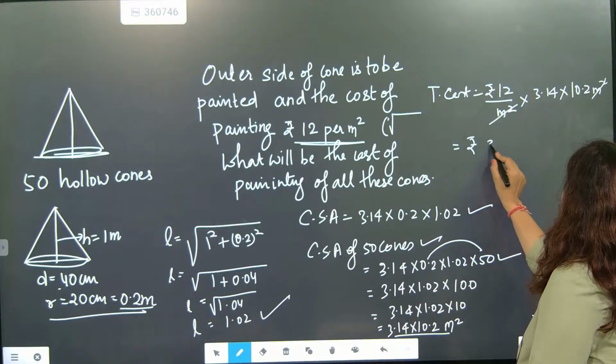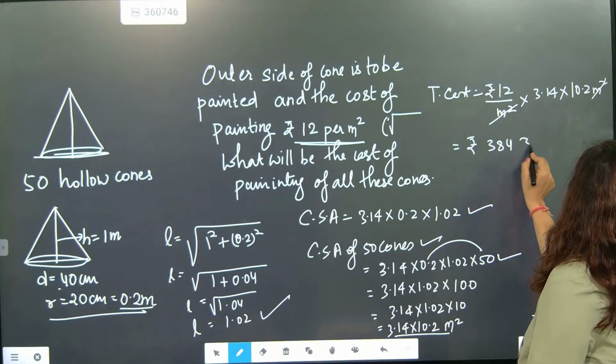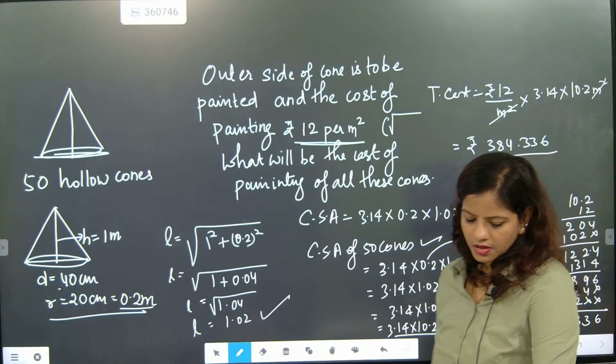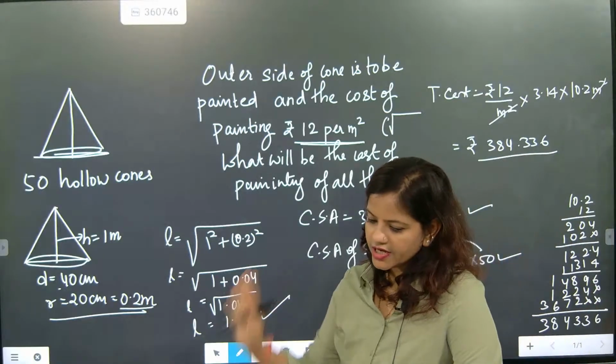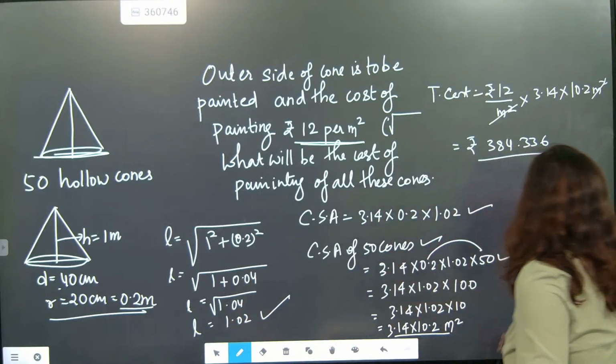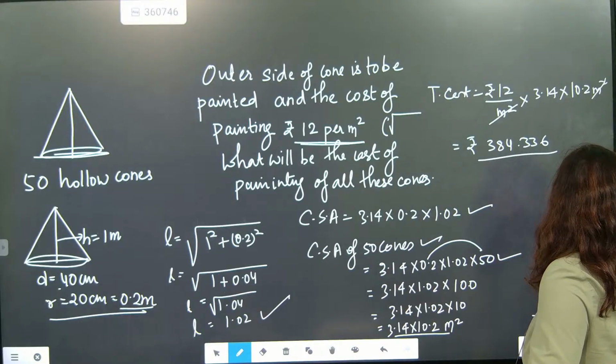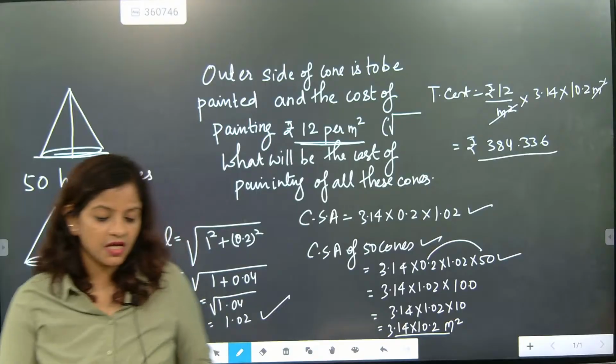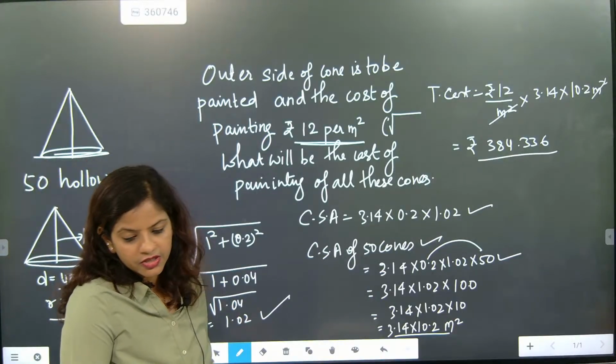It is coming as 384336. Okay, after 1 2 3, 1 2 3. That is the correct answer. Understood? So this is coming as 384 rupees 0.33 paise. 384 rupees 0.33 paise. Nothing big is there in this question, beta.